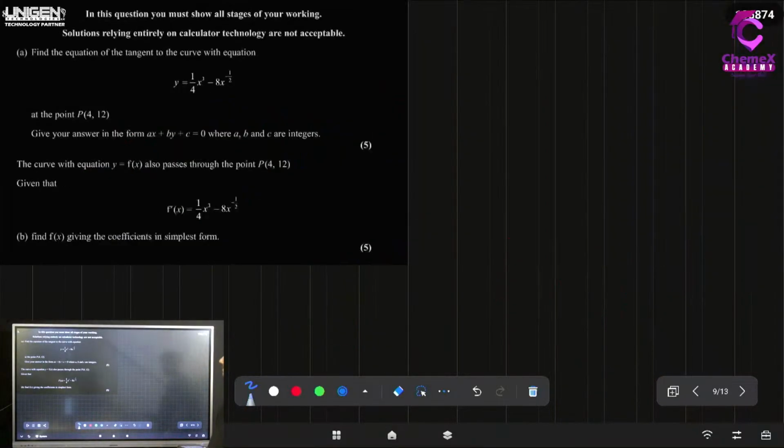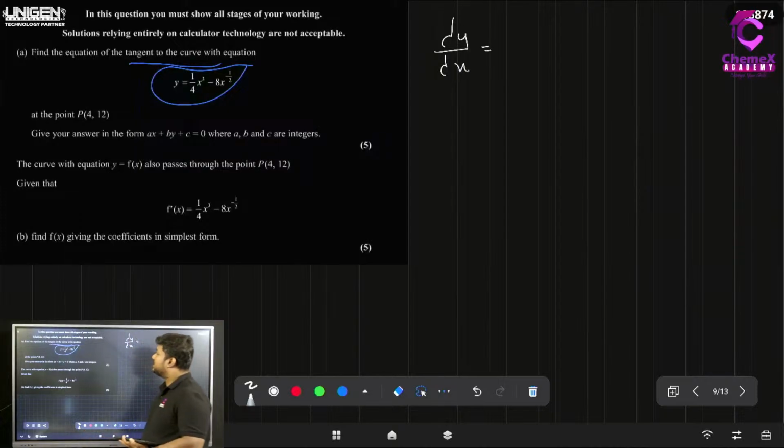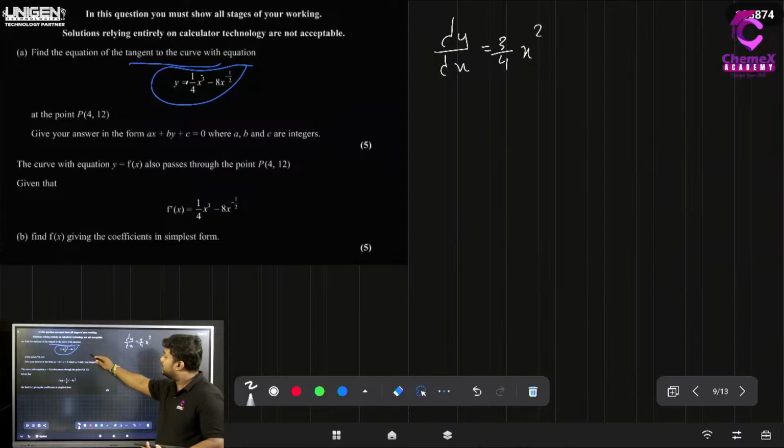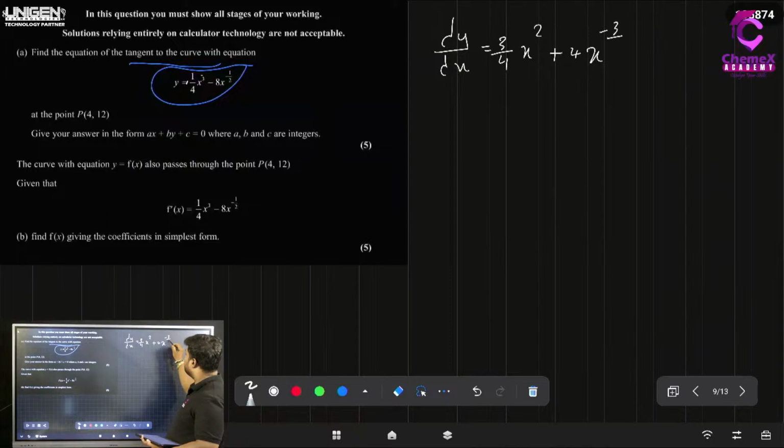Okay, 8th question. Find the equation of the tangent of the curve. When they say this, you should know that if you need tangents, you have to differentiate first, right? So how do you differentiate? dy over dx equals, make a curve equation. 3 over 4 times x squared, because from the power we subtract 1. Next, minus half into 8 plus 4, this half into 8 is 4, no? It's plus x to the power minus half minus 1, which is minus 3 over 2.